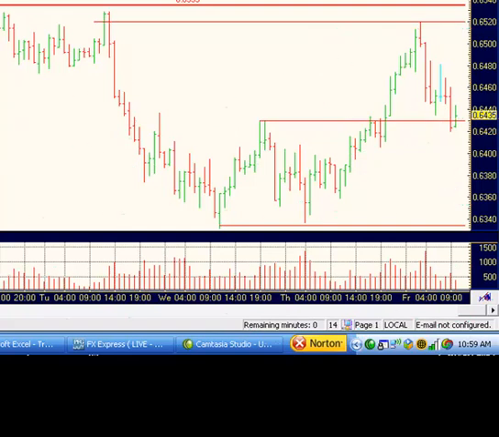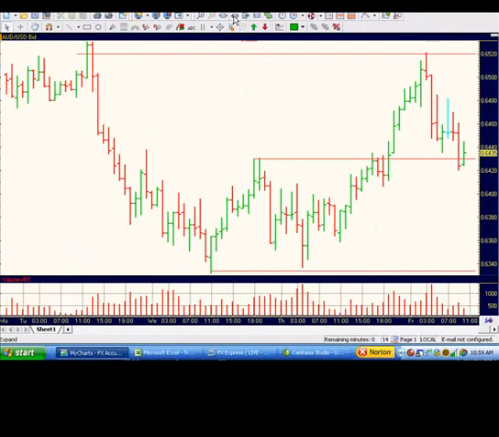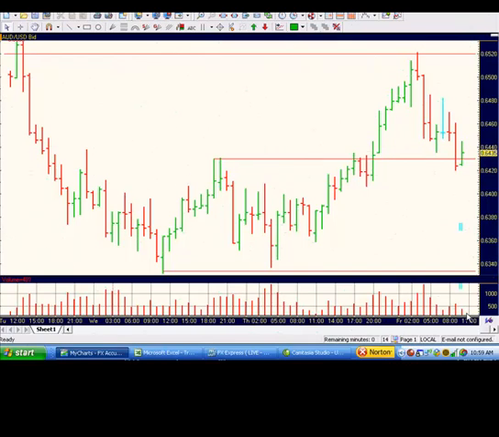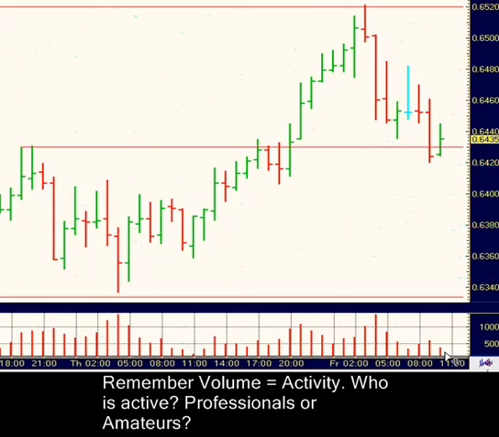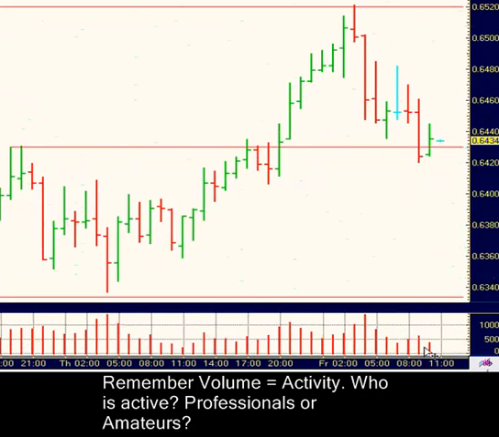Okay, now let me widen this up. What you notice here again is the volume. Volume is really important in the markets. Volume tells you the activity of where traders are at. This up move in the last 59 minutes, there's buying pressure coming in, but there's a lack of activity.